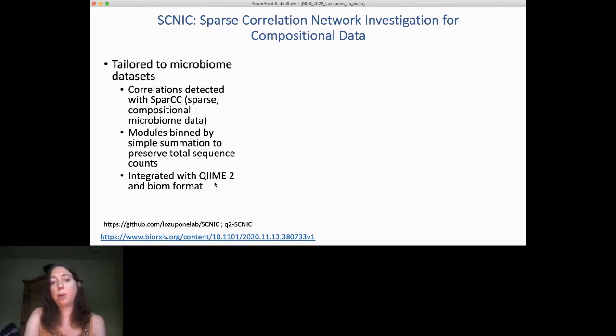We sum our modules. There's many ways you can do this. We simply sum the counts of everything included in a module, and this preserves the total sequence counts, which can be important for downstream statistical analysis that also account for compositionality. A lot of these are sensitive to the total sequence count. And then it's also integrated into QIIME, which is a popular microbiome analysis tool, through a plugin.